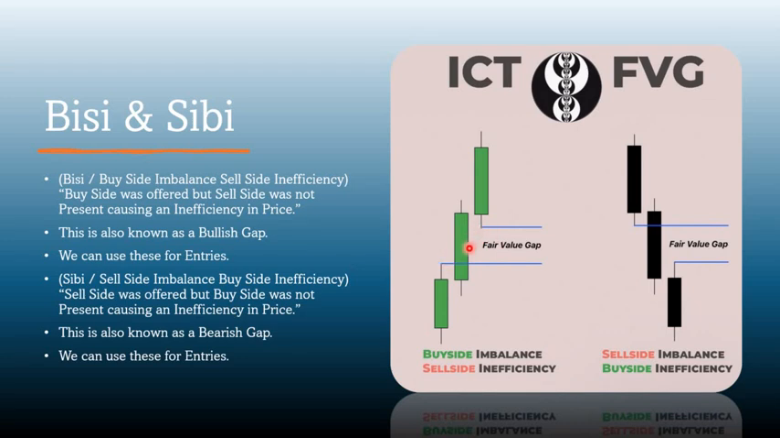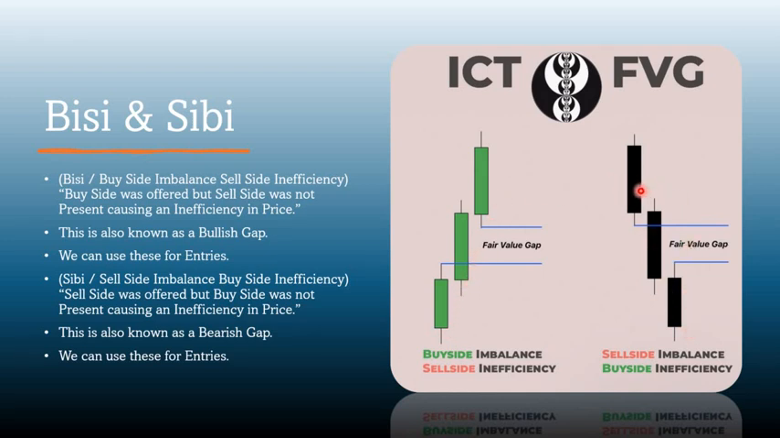So it is a gap of price not being in this area for long enough time, also known as a fair value gap. Now, a SIBI, sell side imbalance, buy side inefficiency. Sell side was offered, but buy side was not present, causing an inefficiency in price. This is also known as a bearish gap. We can use these for entries as well.